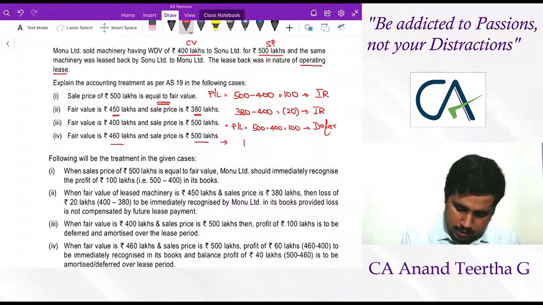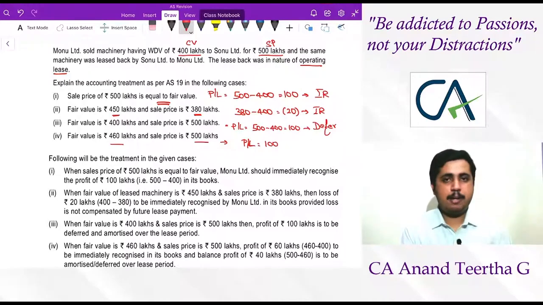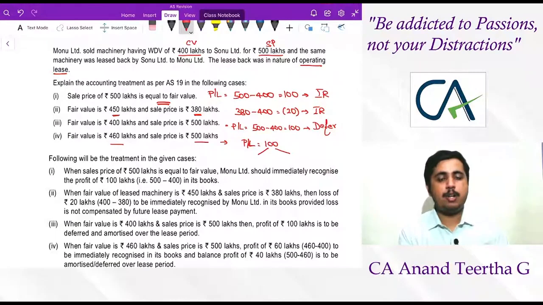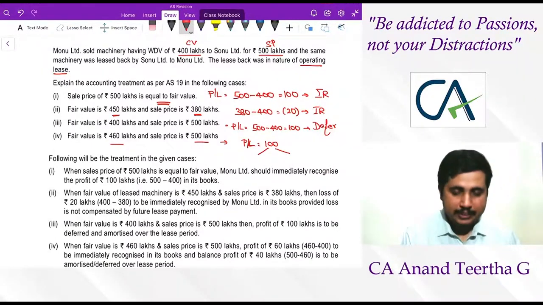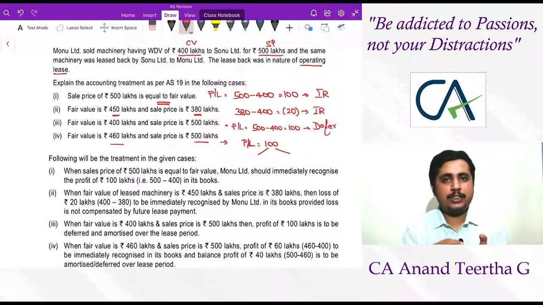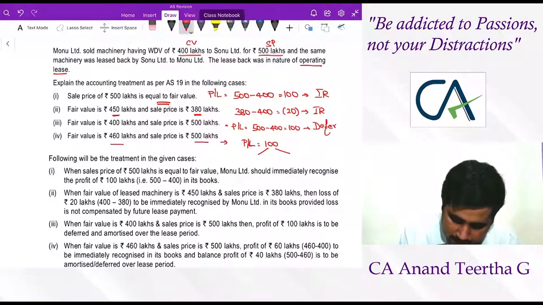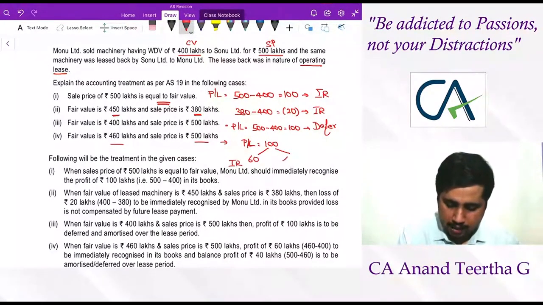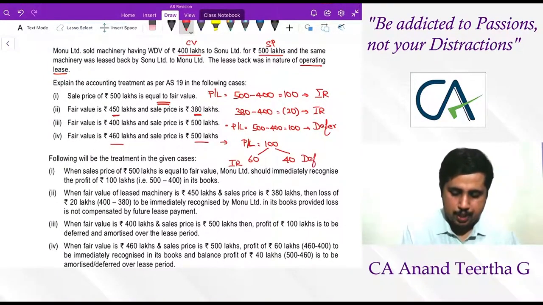Total profit or loss is 100, that is 500 minus 400. But how much is immediately recognized and how much is to be deferred? From 400 to 460, up to fair value, it is immediately recognized. So 60 is immediately recognized. Above fair value, the 40 is deferred. That's how it should be done.